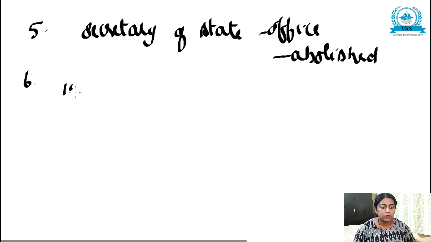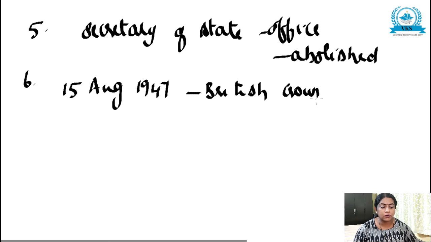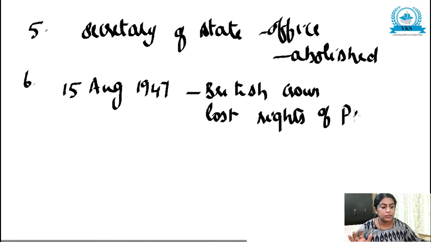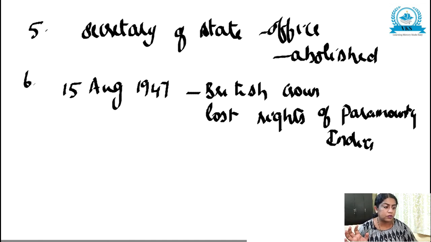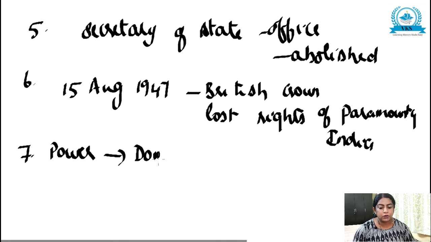Now the sixth provision: from 15th August 1947, the British Crown lost all its rights of paramountcy over India. And the seventh provision: the power in each dominion was transferred to the Constituent Assembly.